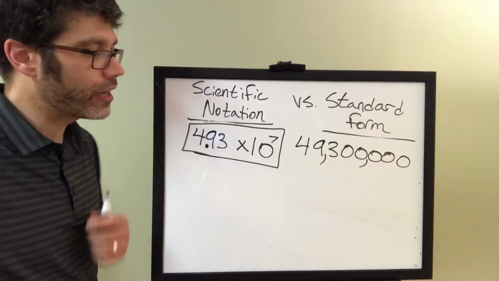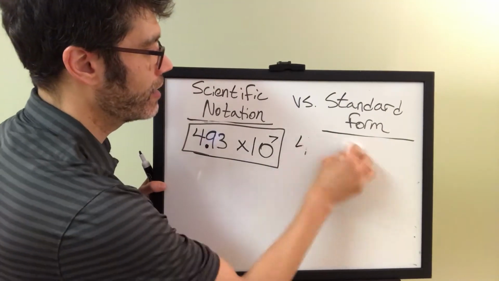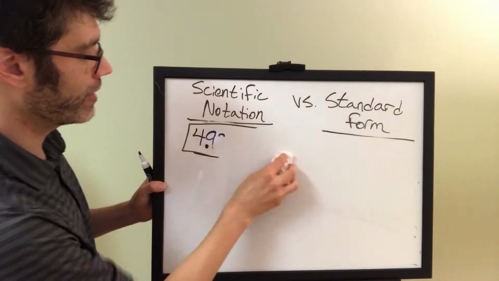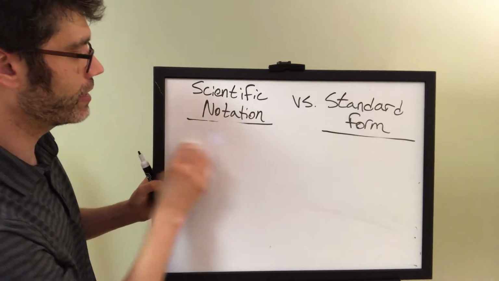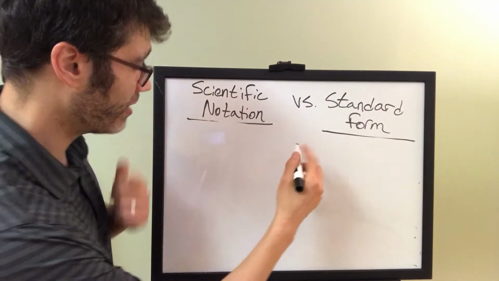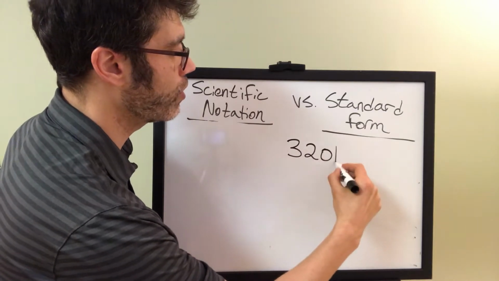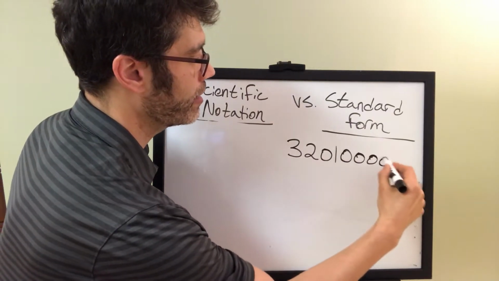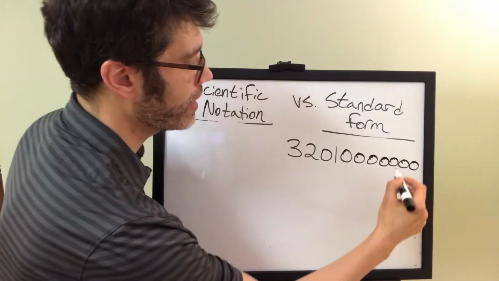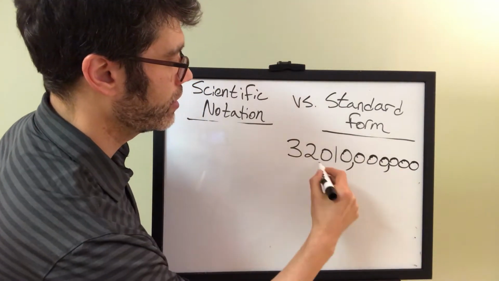All right, let's do another one quickly. Maybe one where we won't get 10 to the 7th again. That was just complete coincidence. So how about let's do 3201 with a lot of zeros. All right, so here we go.